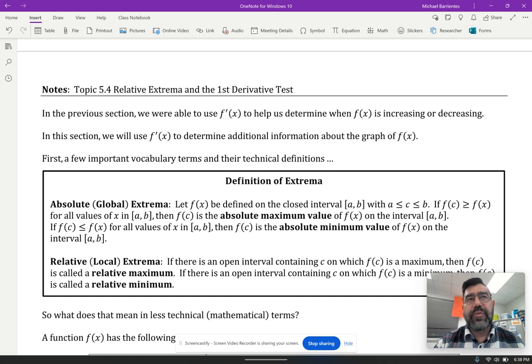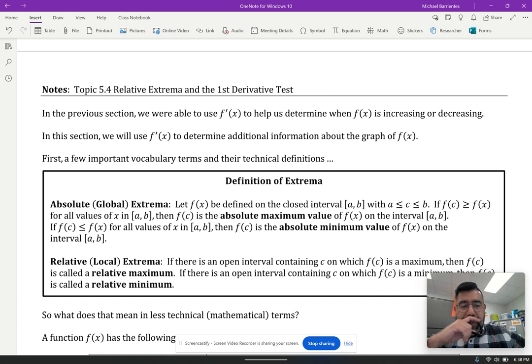If you watched and understood the videos for finding intervals of increasing, decreasing by using a sign chart, that's basically what the first derivative test is: using the first derivative values to determine where relative extrema are. However, we need to know what relative extrema is. So let's talk about some vocabulary before we get started.